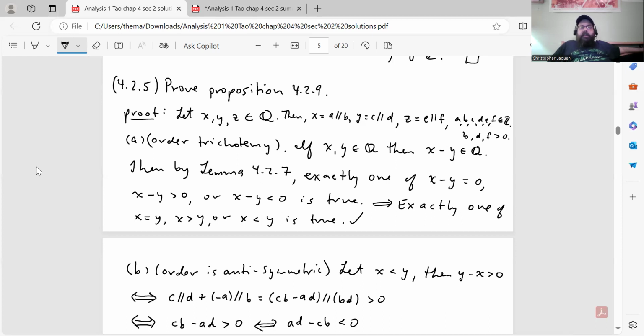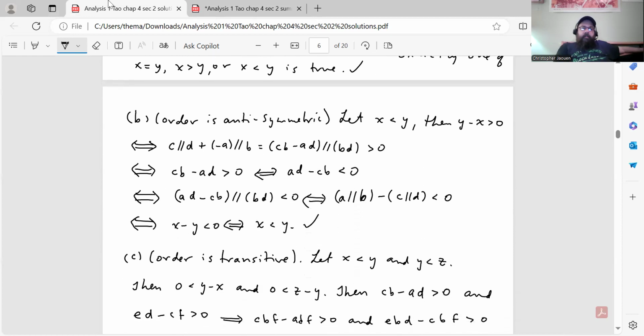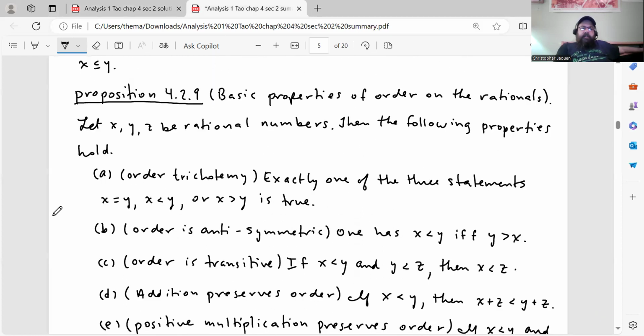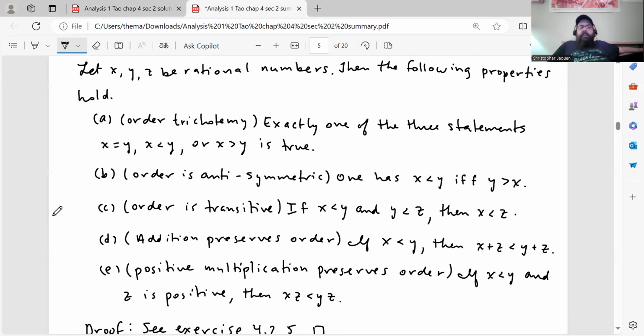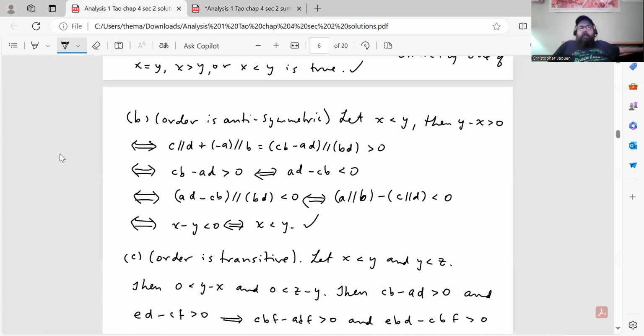If X, Y are rational numbers, then X minus Y is rational as well. Then by Lemma 4.2.7, exactly one of X minus Y equals 0, X minus Y greater than 0, or X minus Y less than 0 is true, which implies that exactly one of X equals Y, X greater than Y, or X less than Y is true. All right, going on to part B, which is anti-symmetry of the order relation, which says one has X less than Y if and only if Y greater than X. And here is the proof.